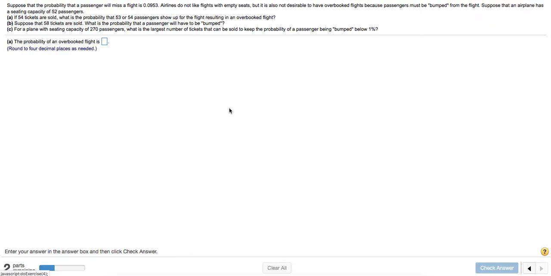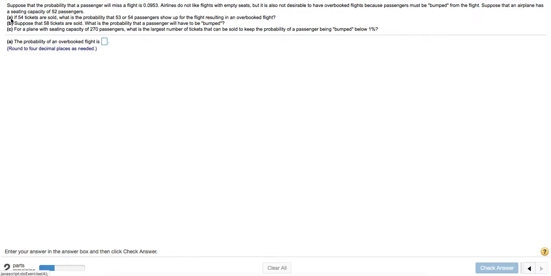Suppose that the probability that a passenger will miss a flight is 0.0953, so about 9.5% of the time someone misses their flight. Airlines do not like flights with empty seats, obviously because they won't make as much money, but an overbooked flight is a problem too because then you'd have to bump some passengers. So this question is going to examine the idea of, well, for a 52-passenger flight, since some people are going to miss, you can overbook it, and it might not be an issue, but we need to figure out the percentages that are associated with this.